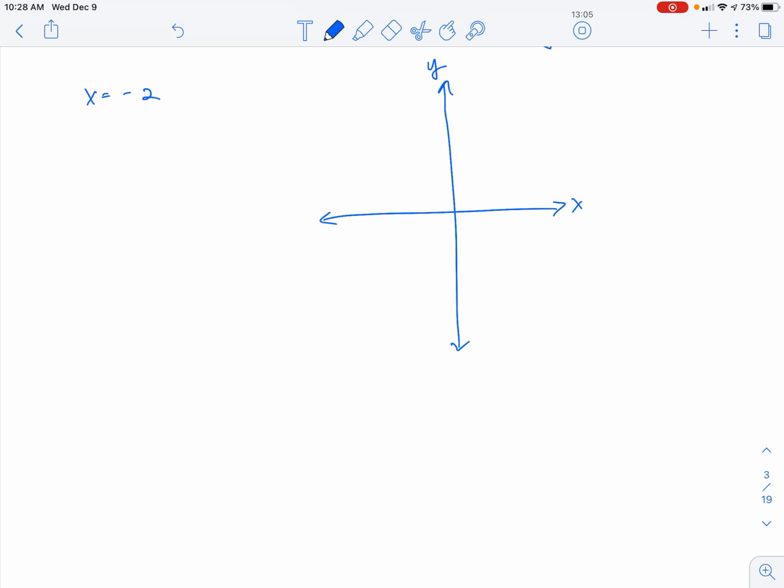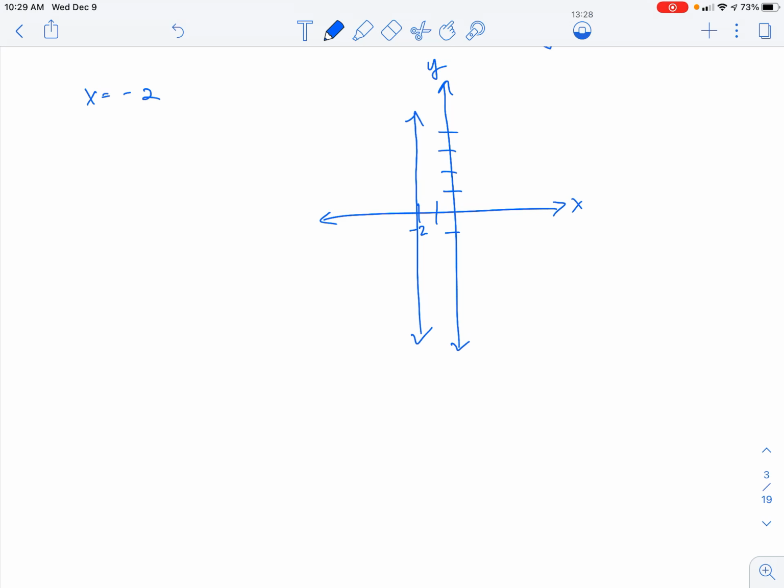Well, if I look at my x-axis, now let me show you. If x is negative 2, what that means is x is always going to be negative 2. So I'm going to draw this line. Let me show you. It's supposed to be going right through negative 2. This is negative 2 right here. So let's look at each one of these points.